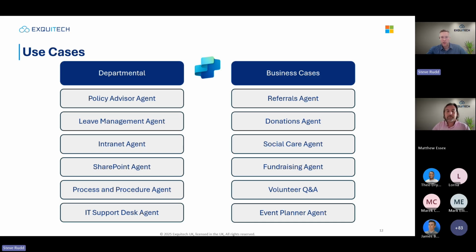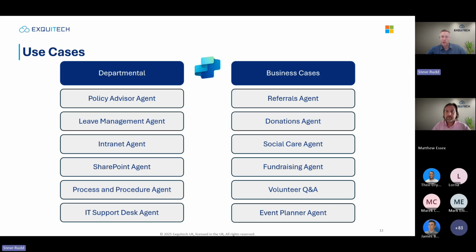Something like a policy advisor helps people get information really quickly from documented policies and procedures without needing to contact the department, like the HR example that I gave earlier. Similar sort of thing for leave management. People can check their leave entitlements and their remaining holiday by speaking to an agent and looking at the data rather than having to contact somebody.